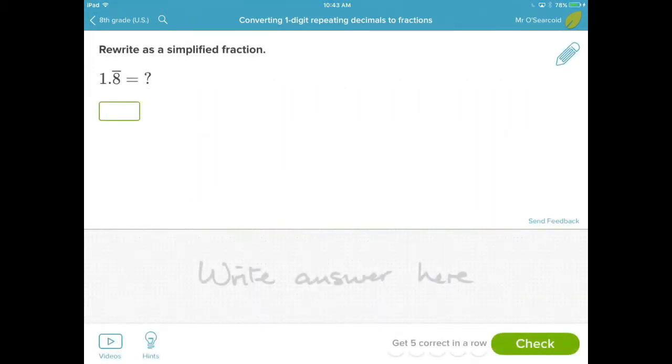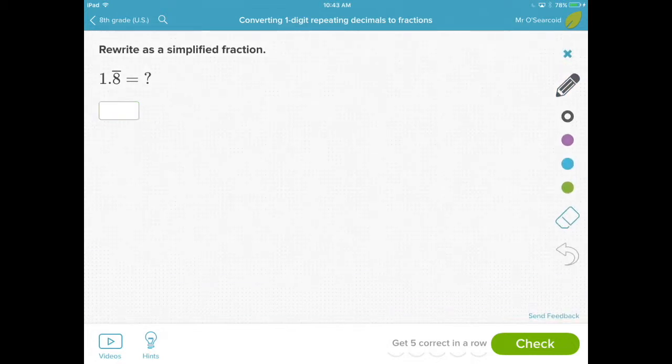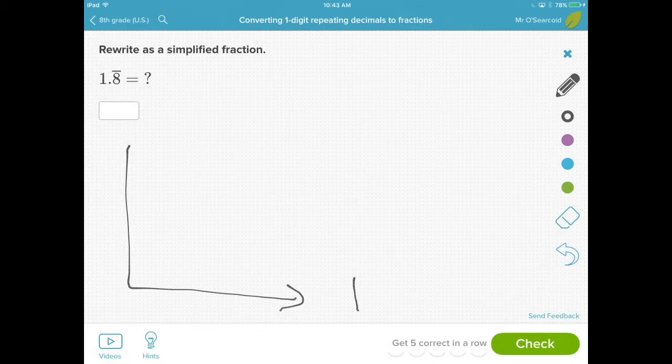So if you've got 1.8 repeating, it's probably a good thing to note at this point that the only thing that you really need to convert to a fraction is what comes after the decimal. So you can put that 1 that comes before the decimal straight into your answer, knowing that your mixed number is going to have a fraction which is just going to be 0.8 repeating.